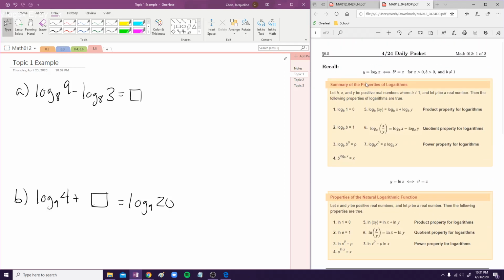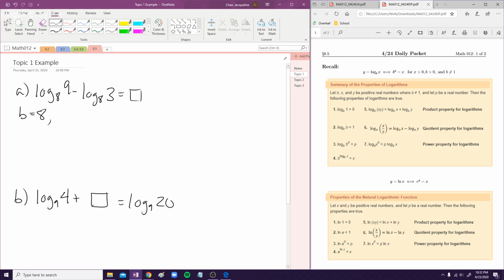So going up here, since there's a minus, this is showing me the quotient property for logarithms. So it can go either way, right? So I have log base b of x minus log base b of y. What does that mean? If the logs are subtracted, then we can divide them, right? The biggest thing we have to look for is, do these logarithms have the same base? Yes, they do, because b is equal to 8 for both of them, right?